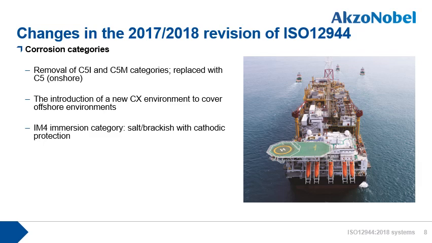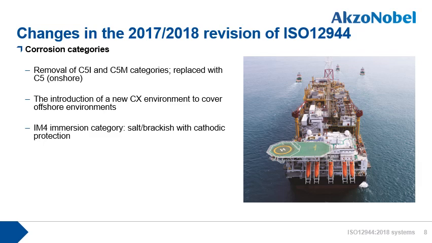So the first change that we will cover is the one that has taken place in part 2 of the standard, dealing with the classification of environments. The key change here is the removal of the C5I and C5M categories and replacement with a single C5 category that covers highly corrosive onshore environments. So the new standard now has 5 categories for onshore environments ranging from C1, which is very low corrosivity, typically what you would find in a climate controlled interior environment, to C5, which is considered very high corrosivity, such as in a coastal refinery, for example.